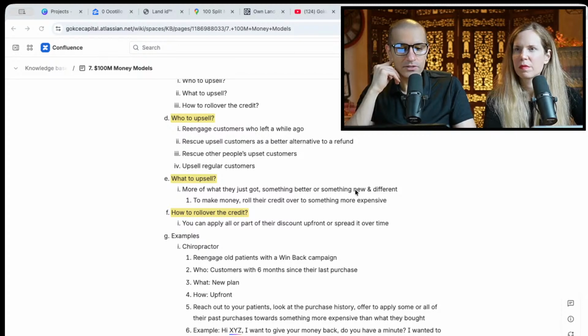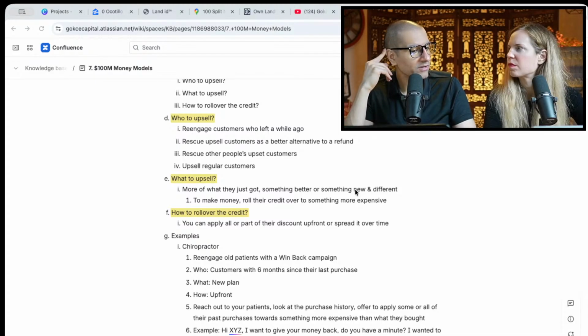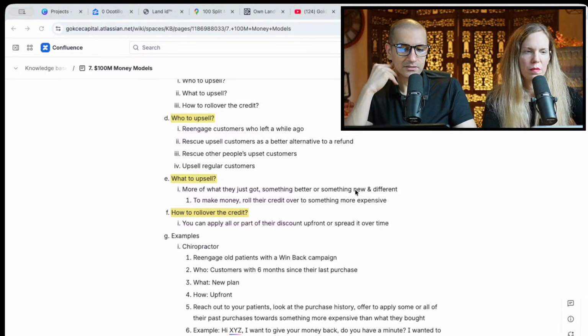Next, rescue other people's upset customers. So this is interesting. You bought land from a competitor, you didn't like it, or something was not disclosed, and you ended up paying the cancellation fee, $250. We'll let you roll that over. We'll apply it to our property. And upsell regular customers. Yeah, that's like the most common one, right?